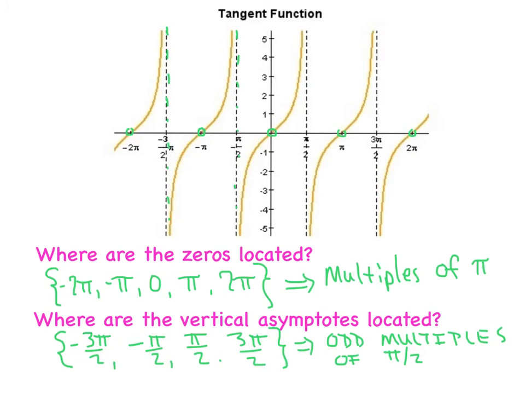So the next one that we don't see on our screen would be at 5 pi over 2. And then the next one after that would be 7 pi over 2. Again, 7's odd. Where would the next one be? You got it, 9 pi over 2.